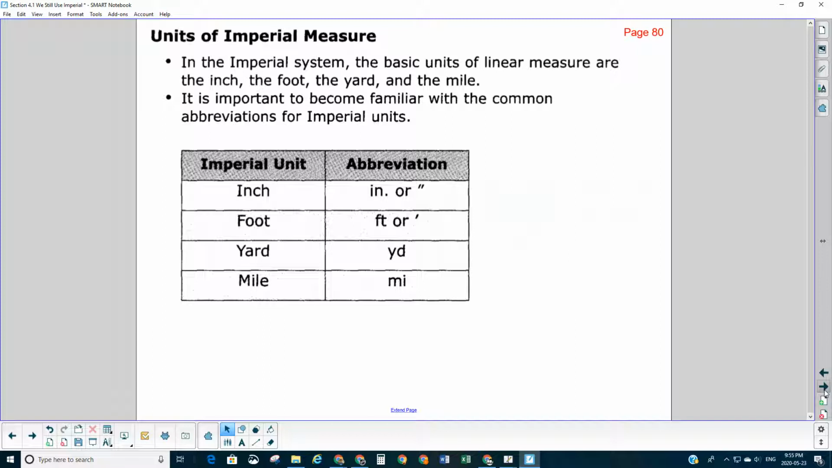So we saw this in our last video, but the imperial measurements have measurements like inches, feet, yards, and miles. It's important to become familiar with the common abbreviations for these. For inches, the abbreviation is IN, or more commonly, these double apostrophes. Foot is FT, or feet, but the common abbreviation for that is one apostrophe. Yard, the abbreviation is YD. However, many people just write out yard. Same with mile or miles. People usually just write out miles instead of MI.